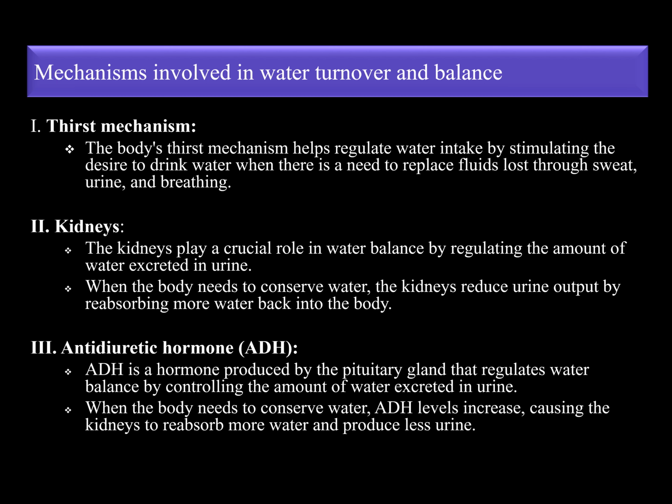Now we study the mechanisms involved in water balance. The first is the thirst mechanism. When the body loses water, the blood becomes concentrated. A special center in the brain senses this and creates thirst, making the person desire to drink water. This is a natural warning system. The second is kidney regulation, where the kidney controls how much water is lost. The kidney produces more concentrated urine to save water when the body needs to conserve fluid.